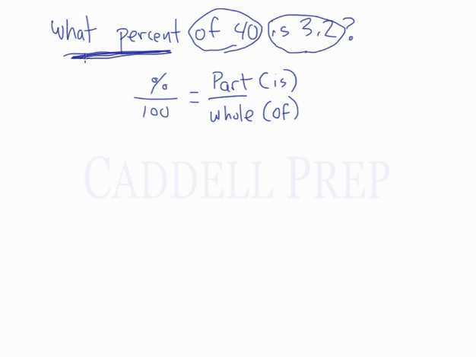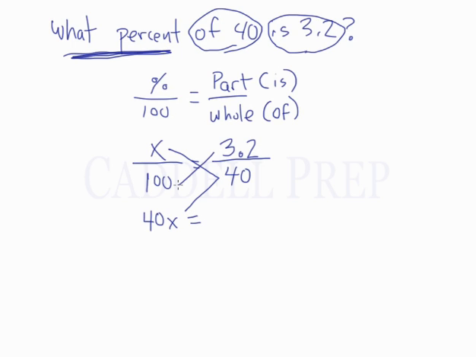Alright, now we're just going to fill in this formula. What percent? So this is what we're looking for. So that's the unknown. So we have x over 100 equals part over whole, is over of. So "is" 3.2. This goes here. "Of" goes in the bottom, of 40. And now we'll solve for x. So in this case, we'll cross multiply. X times 40 is 40x. 3.2 times 100 is 320.